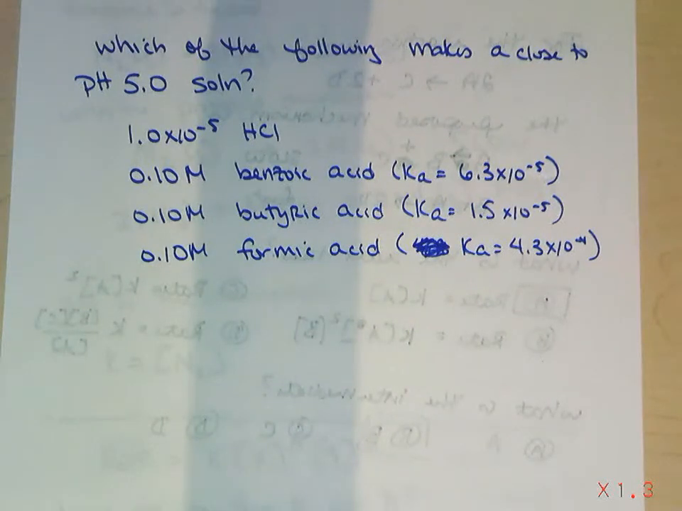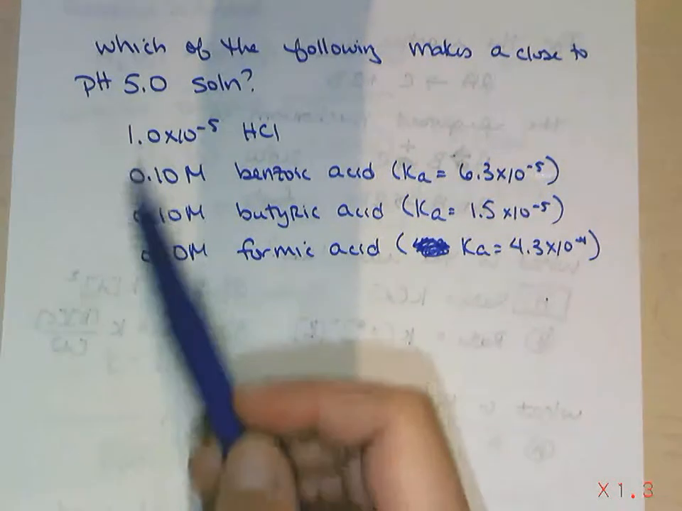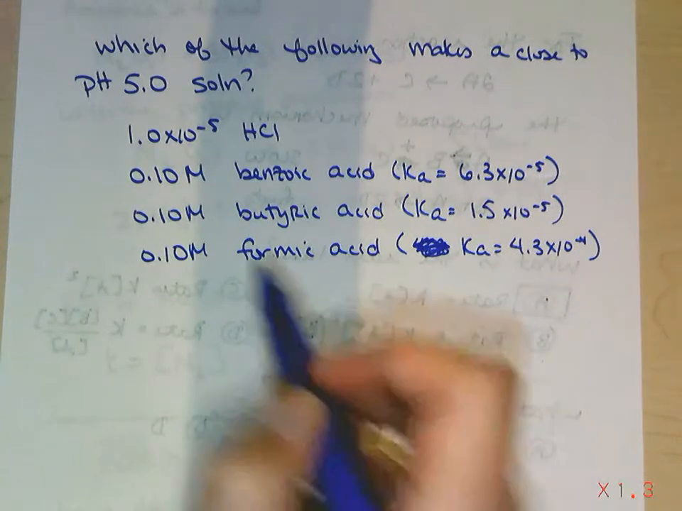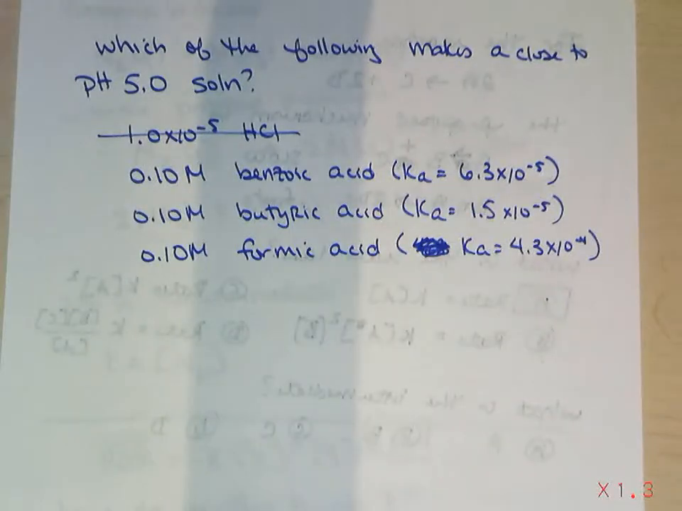So how do they go about figuring out which one of these is the best solution? You just need the Ka. The volumes they gave you are useless. I could, but HCl will never be pH 5. This is a bad answer. A strong acid won't ever be pH 5.